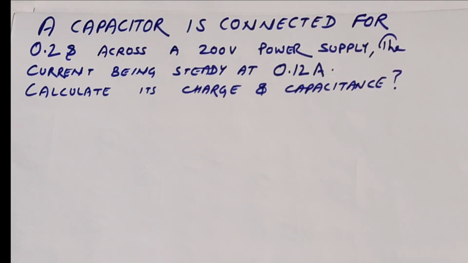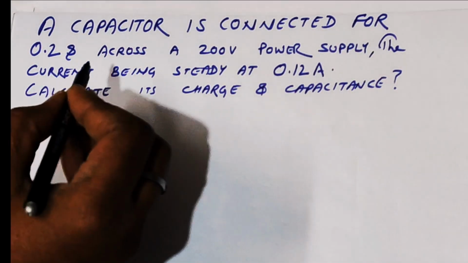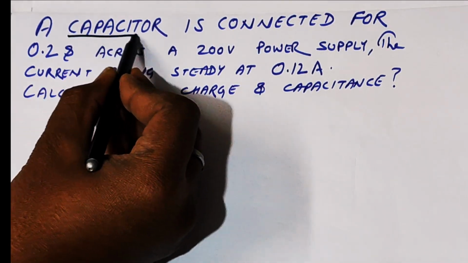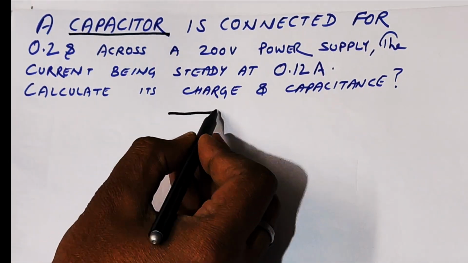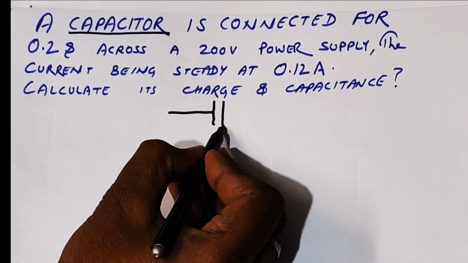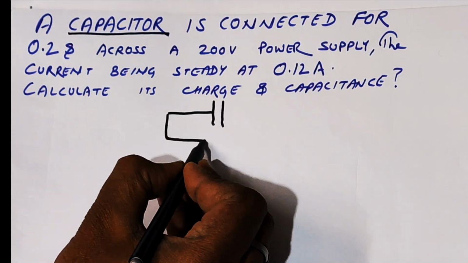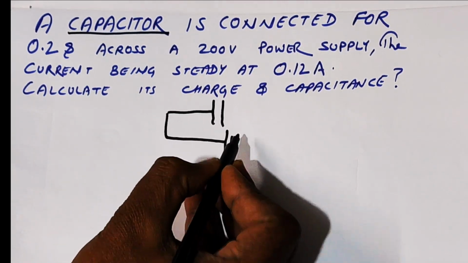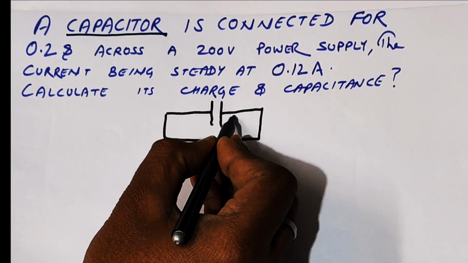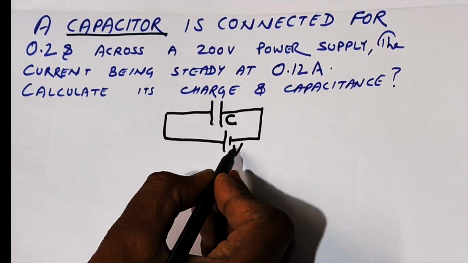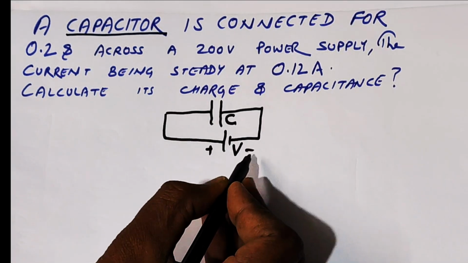This numerical: a capacitor is connected for 0.2 seconds across a 200 volt power supply. The current being steady at 0.12 ampere, we need to calculate its charge and capacitance. So let's draw the circuit diagram. Here this is the closed circuit where this is the capacitance and this is the voltage.